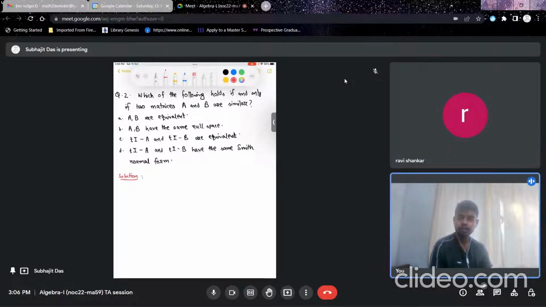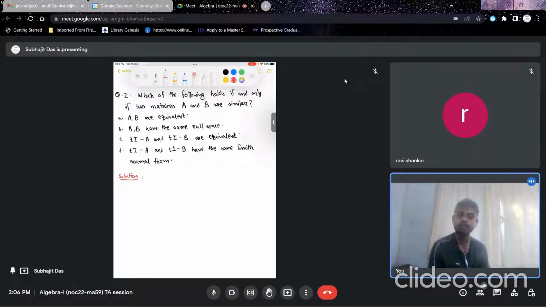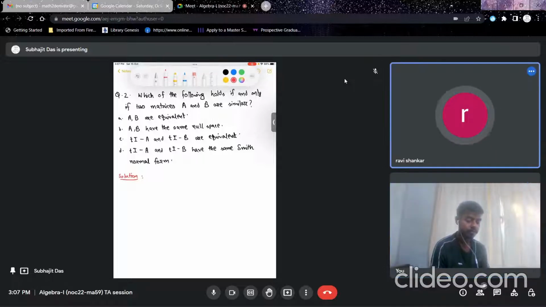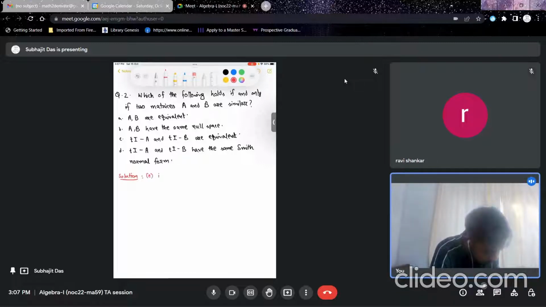So the question is about the similarity of matrices. Basically you are asked to find an equivalent condition for similarity of the matrices A and B. That is, which of these following four statements are equivalent to the similarity of A and B. So we claim that C is correct, and the reason is very easy actually.